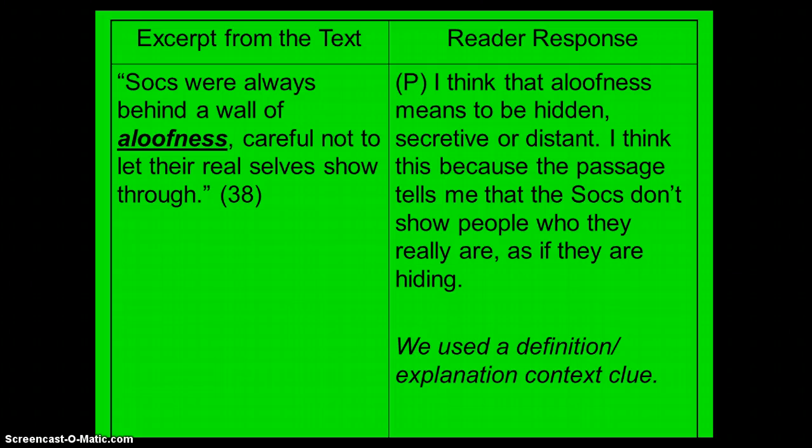And we would discuss together that aloofness means hidden or secretive or distant, because the passage told us with an explanation and definition that they're not letting their real selves show through. So in a way, they are hiding or being secretive. And we would discuss that together.